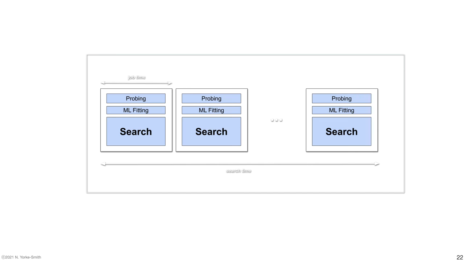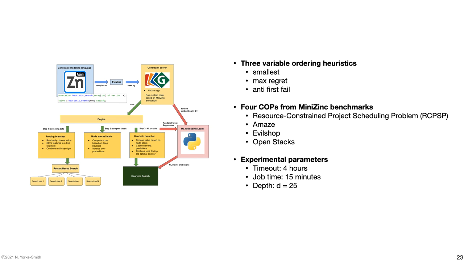Okay, so there on the left is our framework. I also mentioned the restart-based search. Let's see if this works, this idea here. We'll try it on 3 variable ordering heuristics. We chose a sample of 3 of the ones available using annotations: smallest, max regret, and anti-first fail.